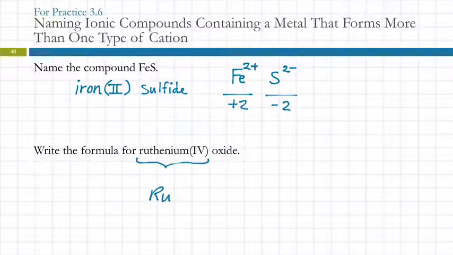how do I indicate this 4? I'm writing the formula for the ion with its charge because that's what I have to do before I can write the formula for the compound. It's a 4+. So that's telling me the charge. It is not how many ruthenium ions I have. It's the charge on the ruthenium ion. And then oxide, that's from oxygen, and what's the charge on oxide ion? 2-.